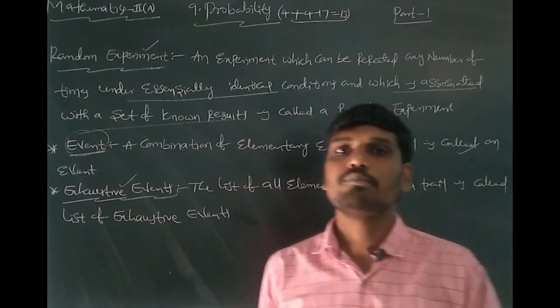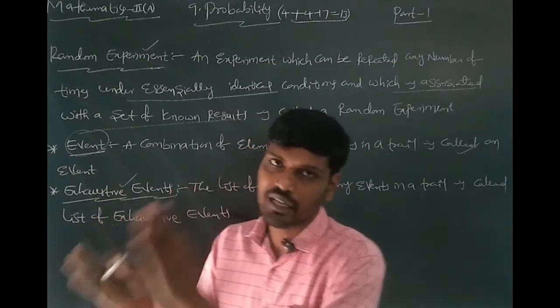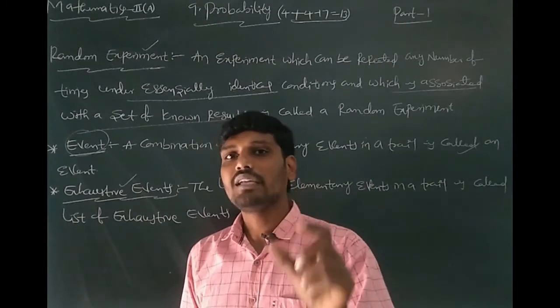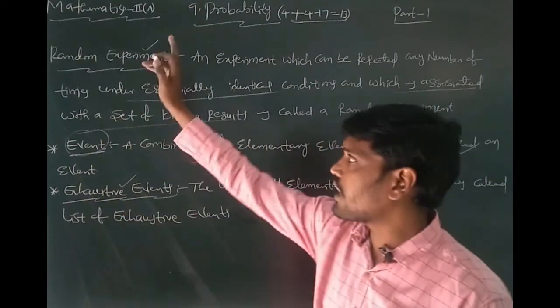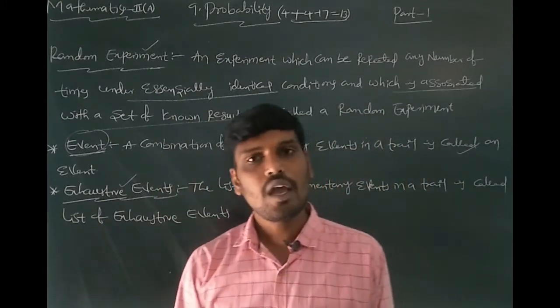Exhaustive events are nothing but a combination of all events. That list of elementary events is called exhaustive events. This is the random experiment. This one is the event. This one is the exhaustive event.